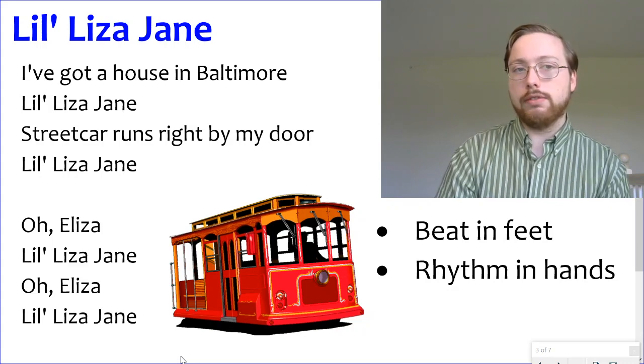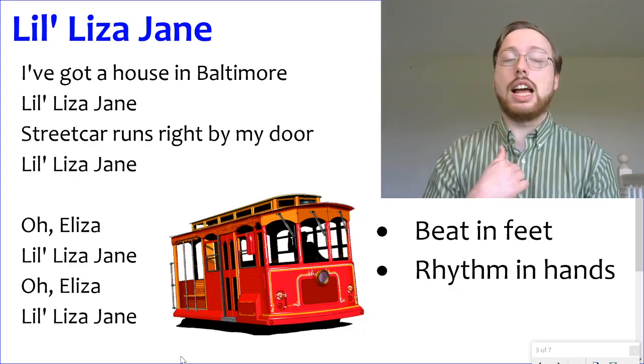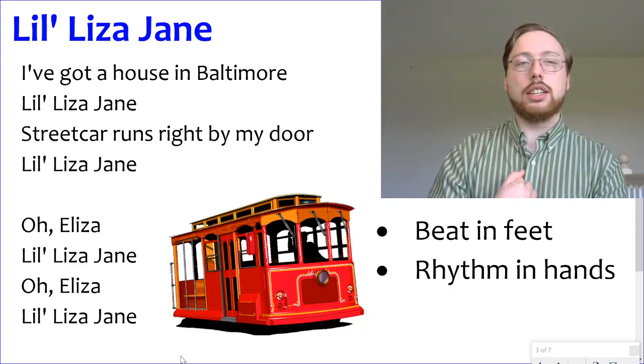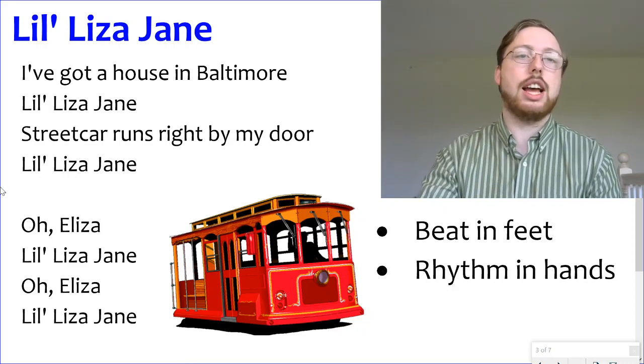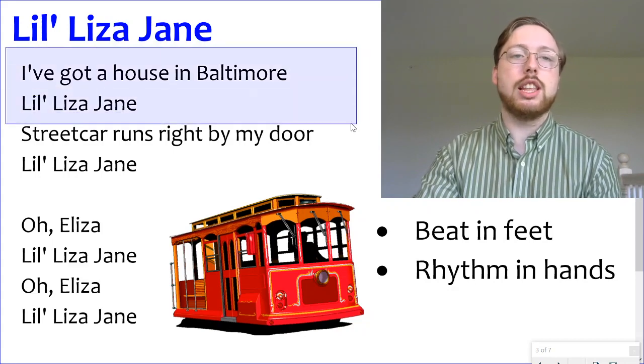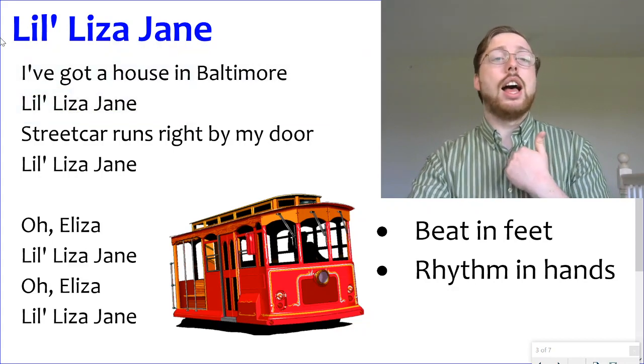Let's try again. Ready? This time, I'm going to sing the first two lines, and you sing them back to me. So I'll sing, I've got a house in Baltimore, Lil Liza Jane. You sing that back. My turn first.